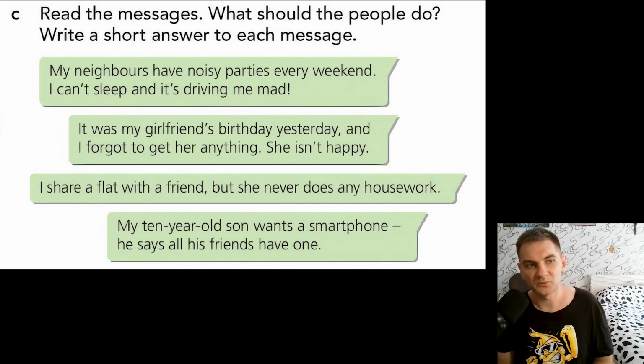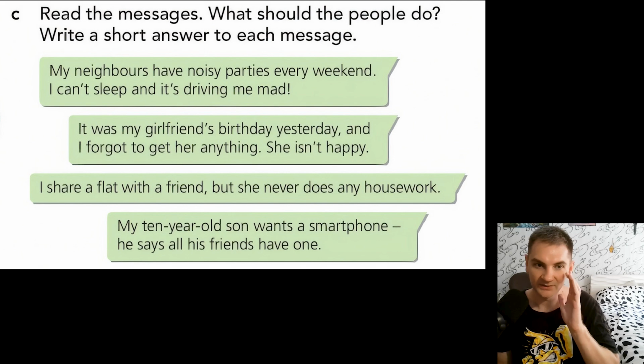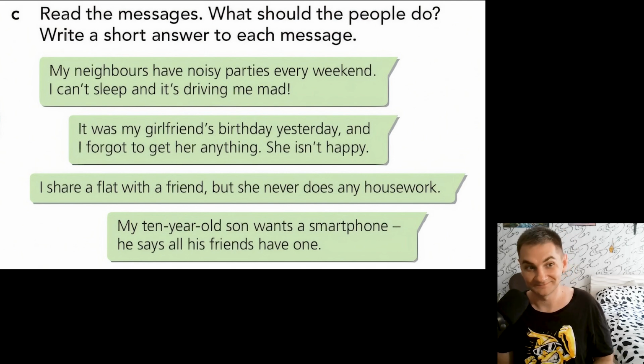Let's see, problem number 1. My neighbors have noisy parties every weekend. I can't sleep and it's driving me mad. I think you should wait for your neighbors to fall asleep and turn on loud music. That would be a good decision. Number 2. It was my girlfriend's birthday yesterday and I forgot to get her anything. She isn't happy. You should come up to her and ask, why are you so sad, or why are you upset? Is there a problem we must discuss? And talk to her. That's all.